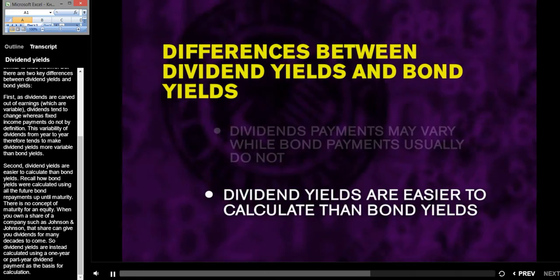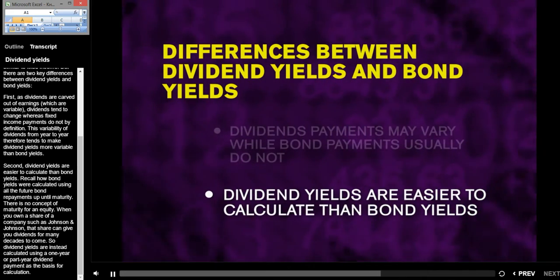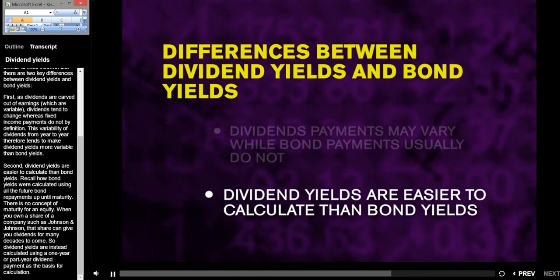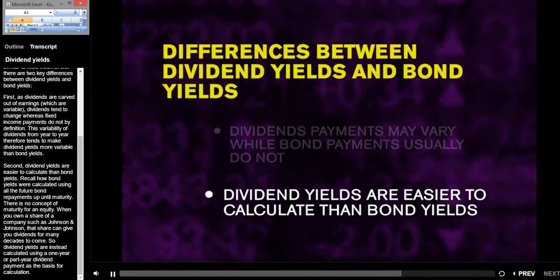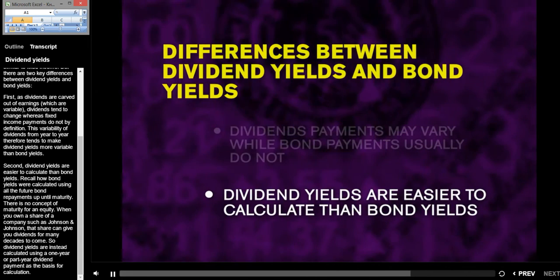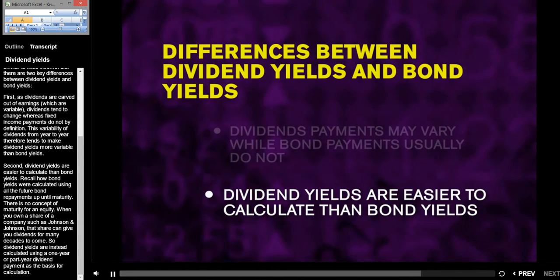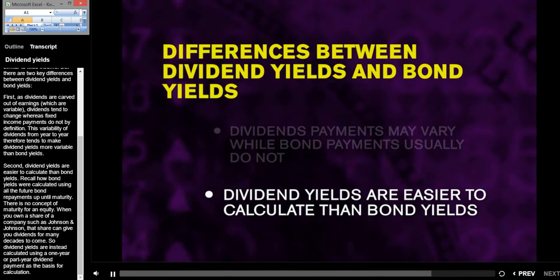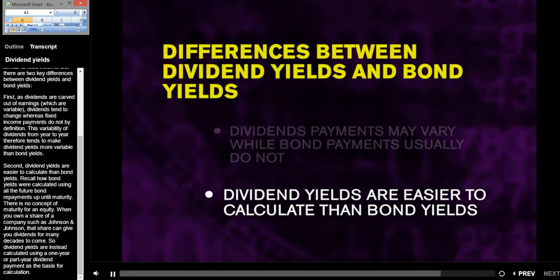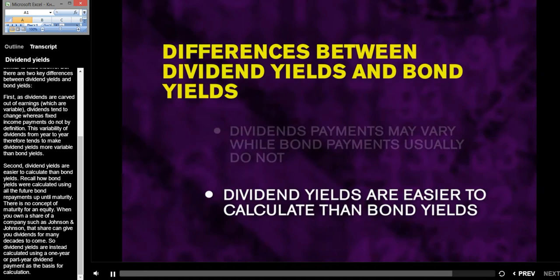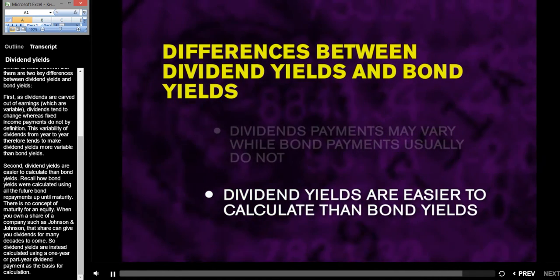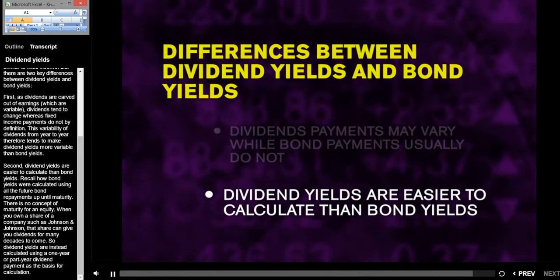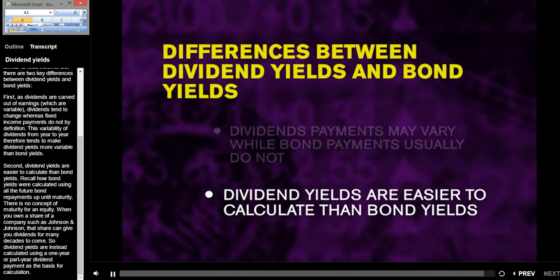Recall how bond yields were calculated using all the future bond repayments up until maturity. There is no concept of maturity for an equity. When you own a share of a company such as Johnson & Johnson, that share can give you dividends for many decades to come. So dividend yields are instead calculated using a one-year or part-year dividend payment as the basis for calculation.